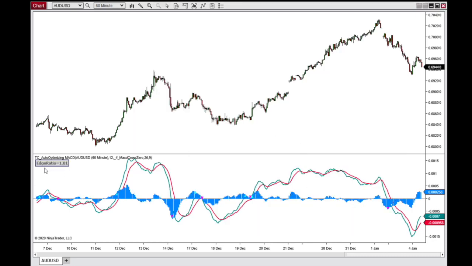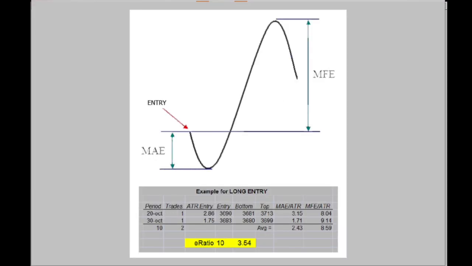Now, a new display occurs, edge ratio equals 1.01. Now, what does that mean? What's an edge ratio? An edge ratio is the ratio of max favorable excursion compared to max adverse excursion.